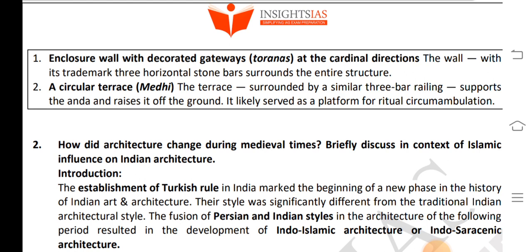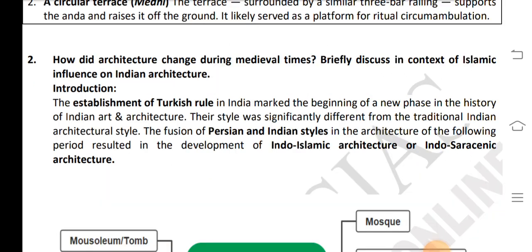Secondary features. Enclosure wall with decorated gateways. Toranas aid the cardinal directions of the wall. The wall, with its trademark three horizontal stone bars, surrounded the entire structure. A circular terrace, Medhi. The terrace, surrounded by similar three-bar railings, supports the Anda and raises it off the ground. It likely served as the platform for ritual circumambulations.